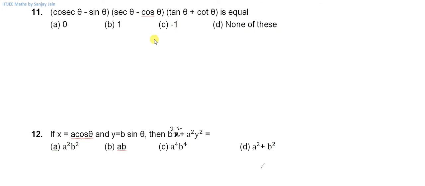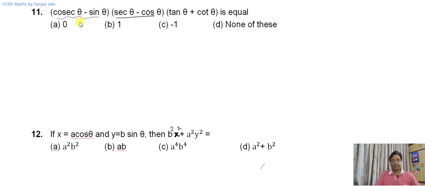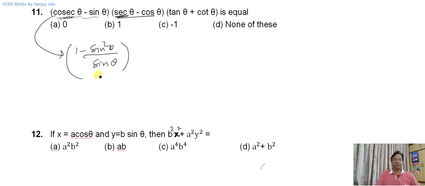Let us solve some more questions. Now in this question it is (cosecant theta minus sine theta)(secant theta minus cos theta), right? Cosecant theta is nothing but 1 by sine theta, so this can be written as (1 minus sine square theta) divided by sine theta. Secant theta is 1 by cos theta, so it can be written as (1 minus cos square theta) by cos theta.